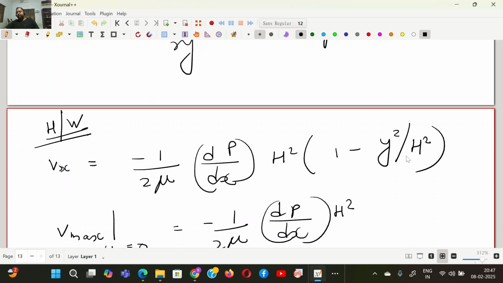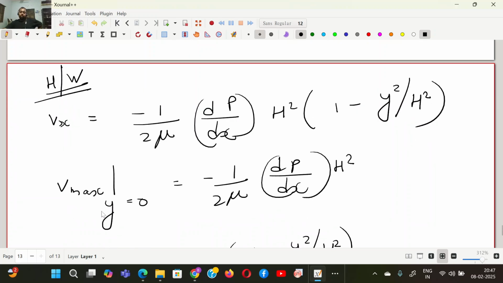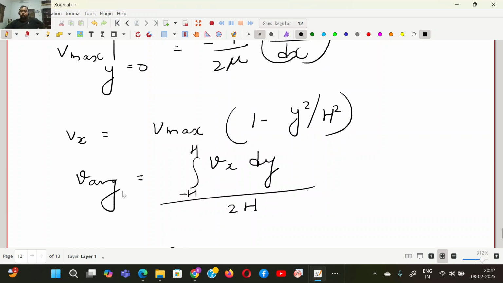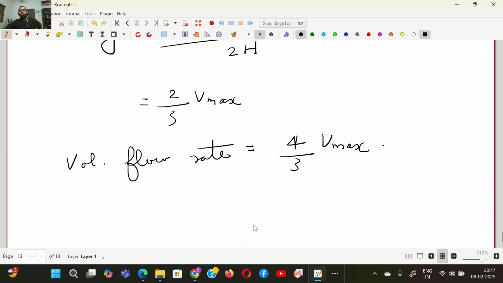From here, apply the maximum-minimum concept and see where the Vmax is. It will be at y equal to 0. And this is the Vmax. So you can represent Vx in terms of Vmax. And V average is the total flow rate divided by the cross-section area, which is the integral dy from minus h to h divided by 2h. And you can also find the volumetric flow rate from this, okay? So this is Poiseuille flow.